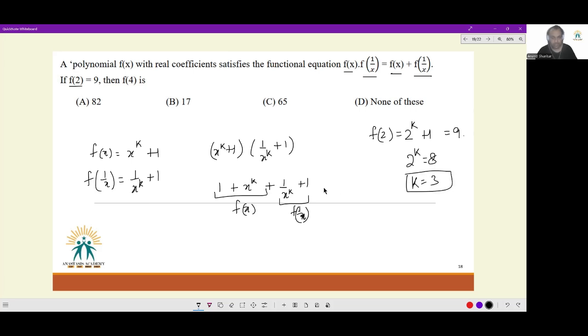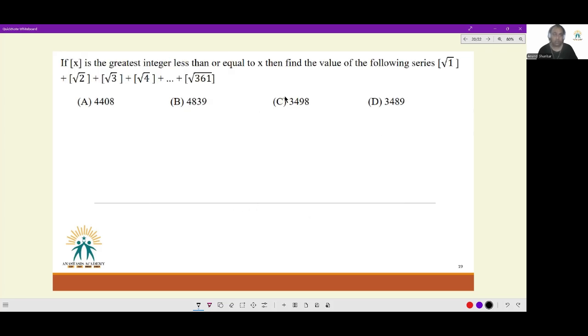Once we've got this, our standard expression is going to be f(x) is equal to x raised to the power 3 plus 1. Finally, we are looking to find the value of f(4). So f(4) will be equal to 64 plus 1, or 65, so option C will be the right answer. Next question.